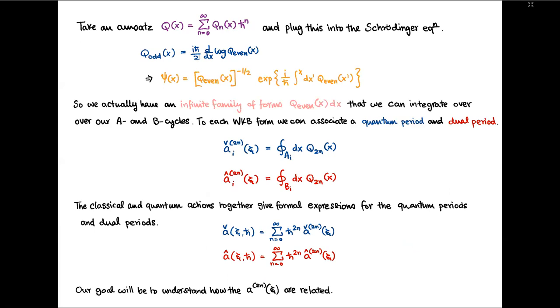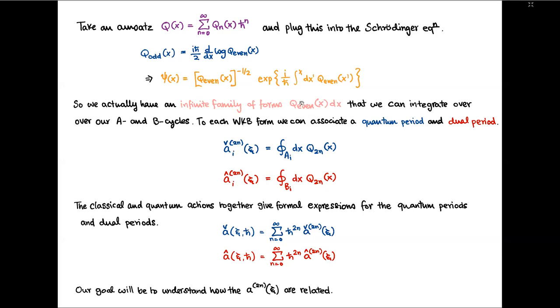And what I find is one can show that the odd orders in this H bar expansion are related to the even orders, and that psi of X takes on a form like this. So all you need to know is just the even parts. The odd parts are total derivatives. So what we have here is actually an infinite family of forms, Q even dx. I have Q0, which is the classical P dx, but then I have Q2, Q4, Q6, and so on. And I can integrate each of these over A or B cycles.